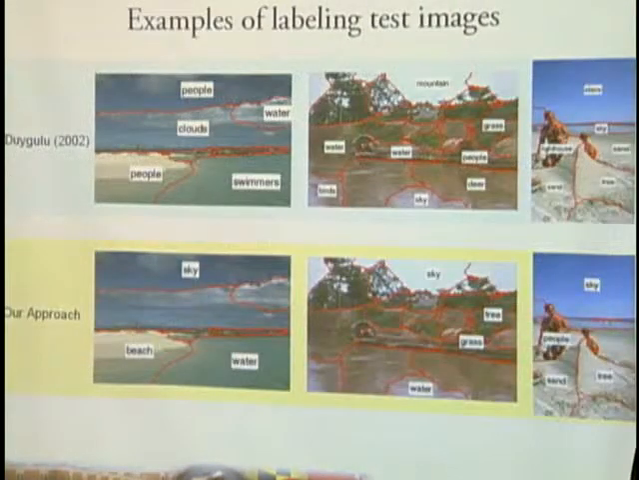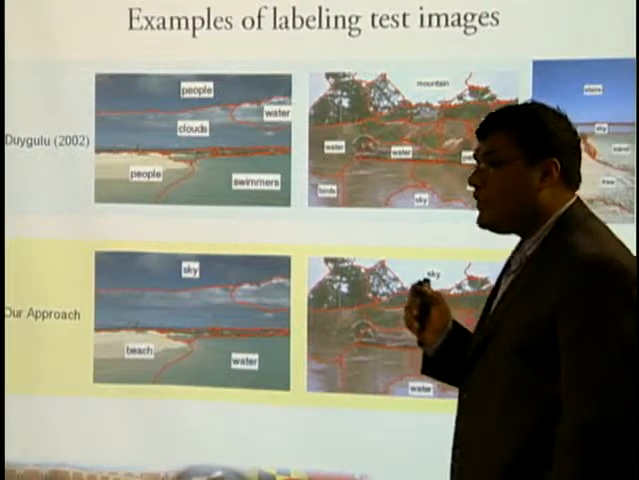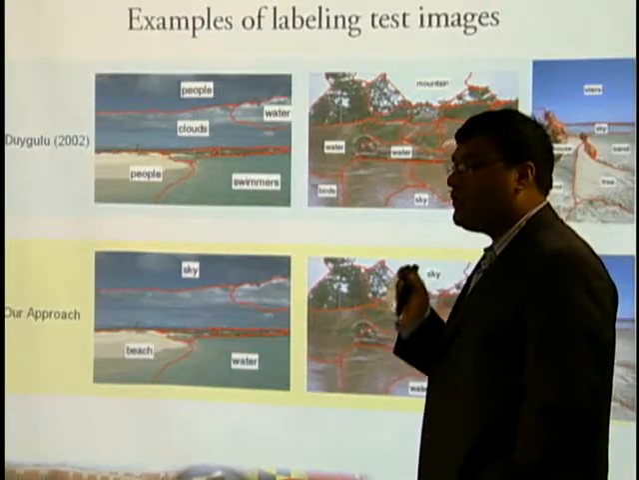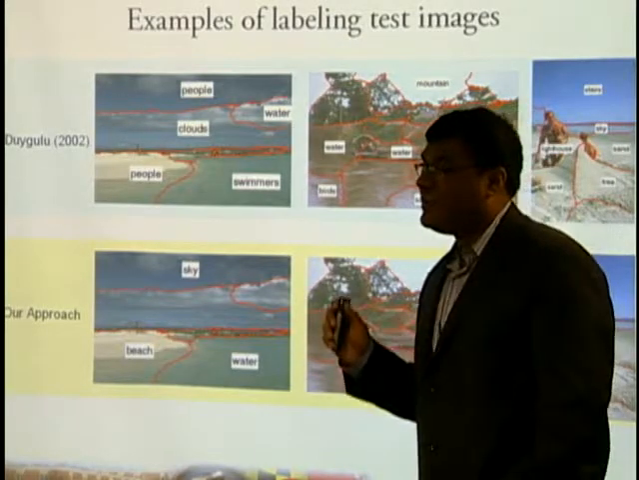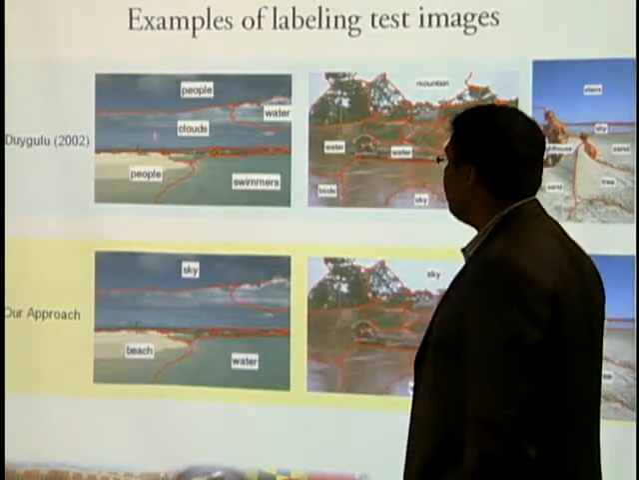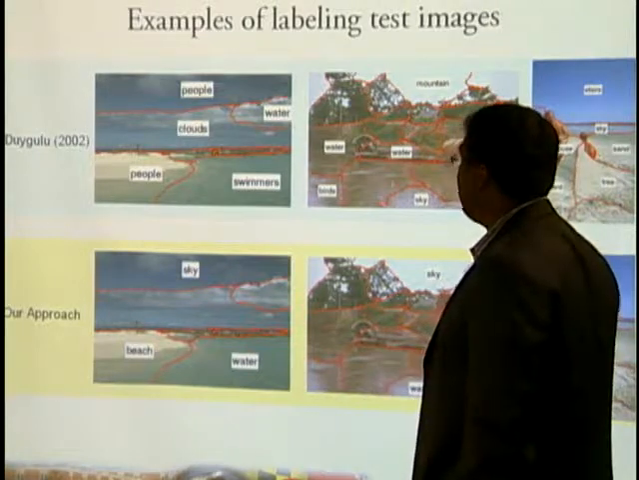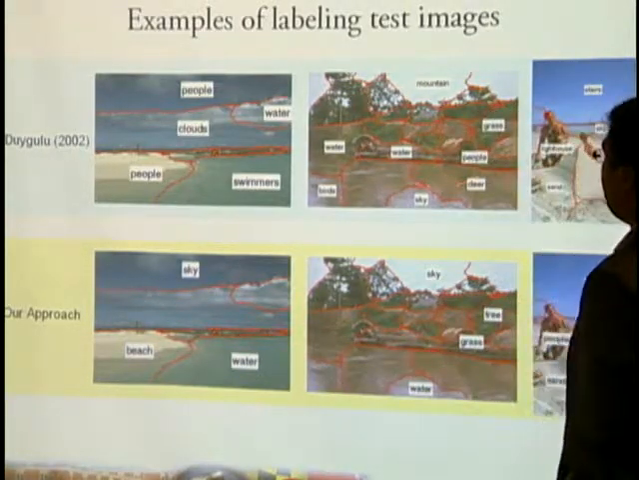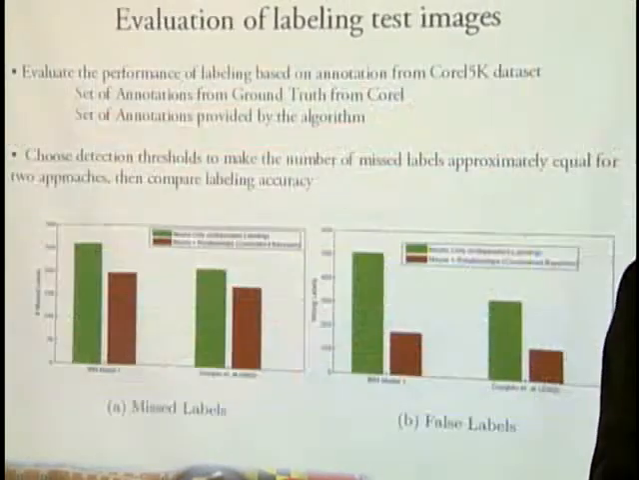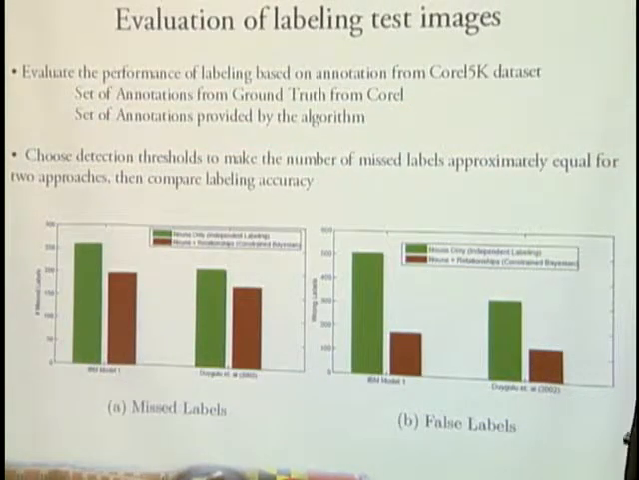So basically what we are trying to do is set a detection threshold such that the number of missed labels should be almost equal. So in case of Duglu et al., to generate 100 mislabels, you have to do much more labeling. And that is why some of the labels are very stupid, as you can see in this case. So you basically keep the detection threshold very low in this case, so that you only miss around 200 words in this case.